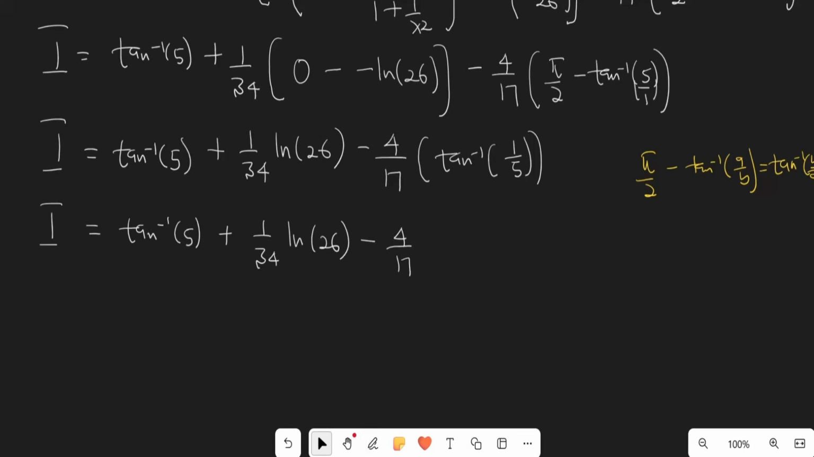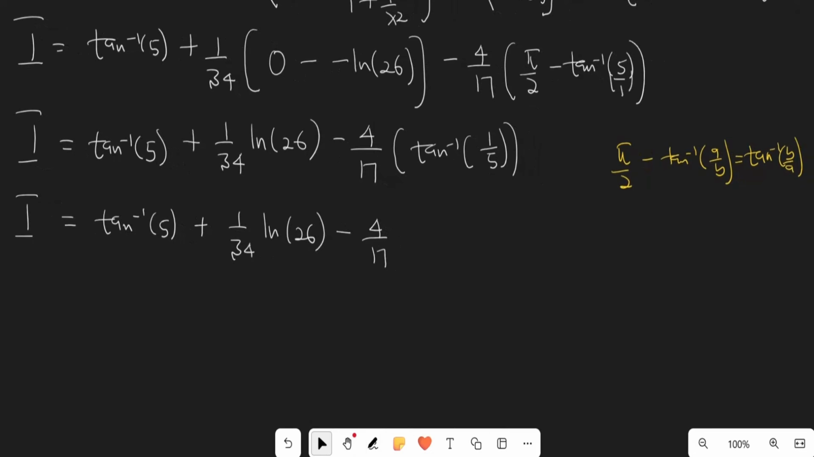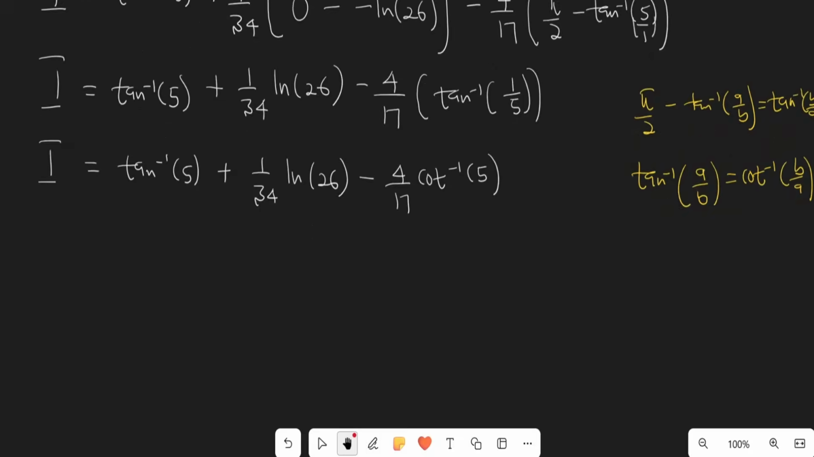Tan inverse of 1 over 5 is the same as cotangent inverse of 5, right? We have to also use this property, right? So if we have the tan inverse of a over b, this is the same as the cotangent inverse of b over a. We are going to use this one to simplify this one. So the tan inverse of 1 over 5 is the same as the cotangent inverse of 5, like this.